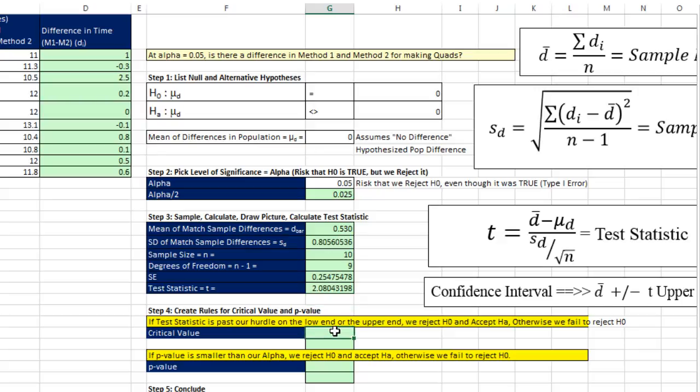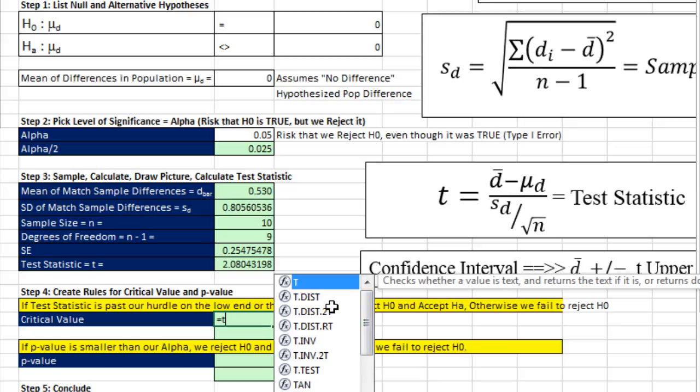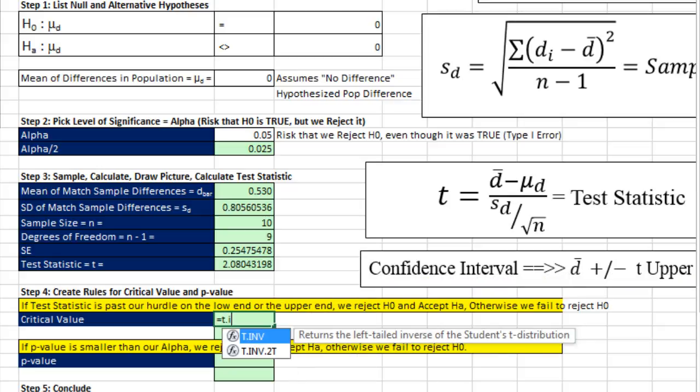Now we've got to calculate our critical value. Remember, we have two ways to do it, critical value or p-value. If this value right here is past our critical value on either side, then we reject the null and accept the alternative. Otherwise, we fail to reject the null hypothesis. We're doing t, and as we've mentioned so many times, the T.DISTs are for probability. The T.INVs are for the actual value, in our case a t, a number of standard deviations.